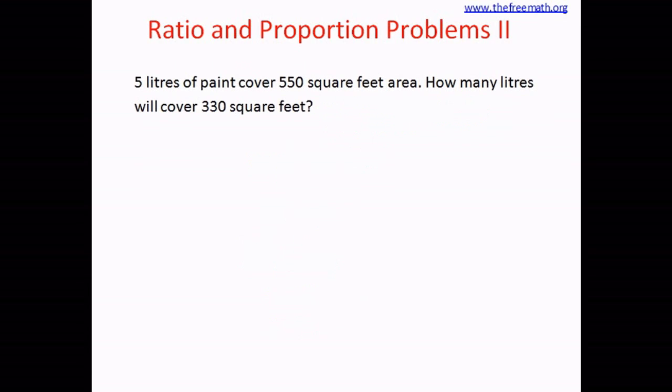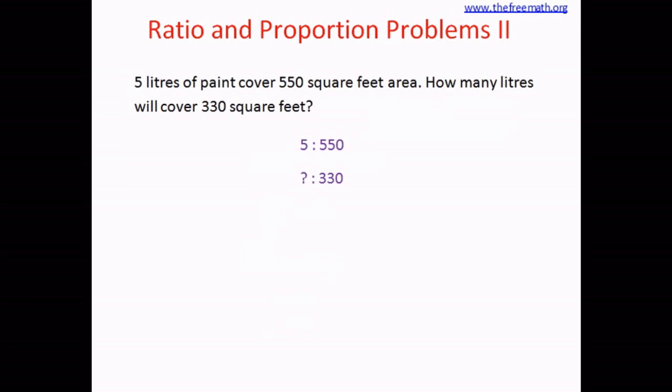Here is the next problem. 5 liters of paint covers 550 square feet area. How many liters will cover 330 square feet? Again, this is a proportion problem because there are two ratios. The first one is 5 liters to 550 square feet. And the second one is we need to find out how many liters to 330 square feet.